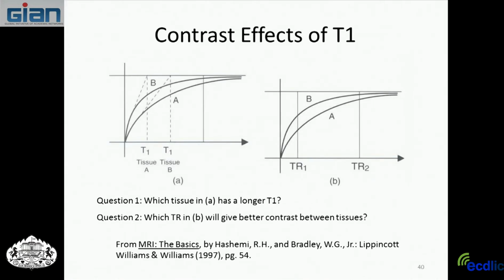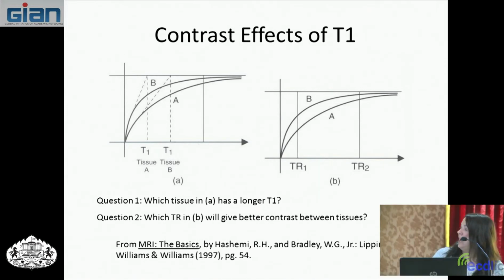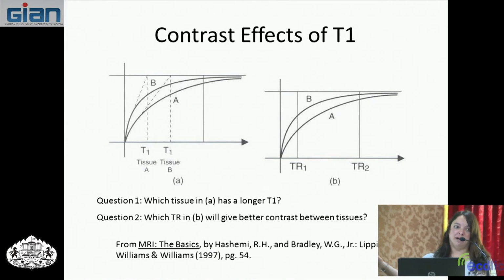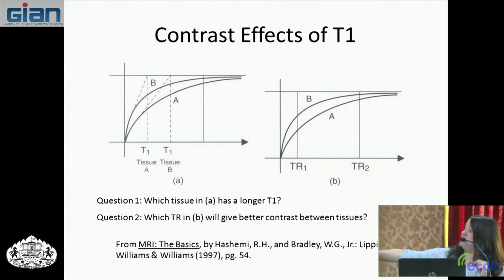Okay, so let's look at the contrast effects of T1 first. You see we have a slice of tissue, we send the RF pulse, and now we're waiting to take our echo. What's going on during this time is that the tissues are trying to line back up in that field, right? They're trying to get back into alignment with the magnetic field, but they're doing so at different rates. So you can see here there's tissue A and tissue B, and tissue A is lining up into the field faster than tissue B here.